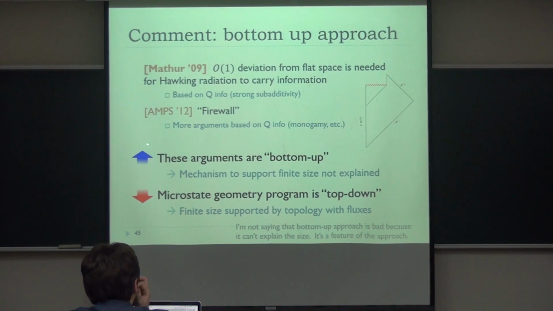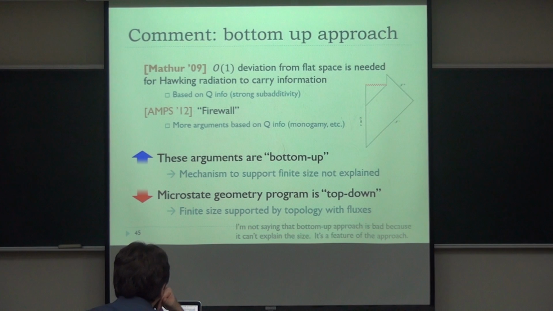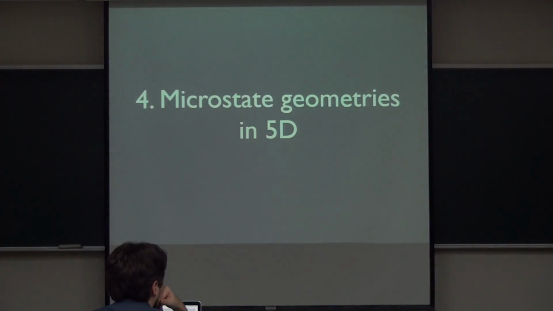On the other hand, this microstate geometry program is said to be the top-down approach, and this explains why there should be finite size structure. This is because you have some non-trivial topology supported by flux. So these are two complementary approaches. I'm not saying that the bottom-up approach is bad, because it can explain the size. It's just the feature of the approach. So you have to work together to get a better picture of the black hole. And this is a very nice point to stop.